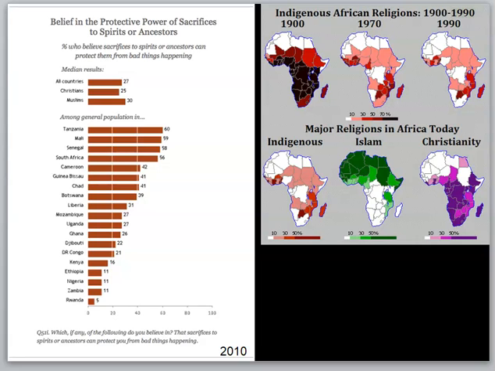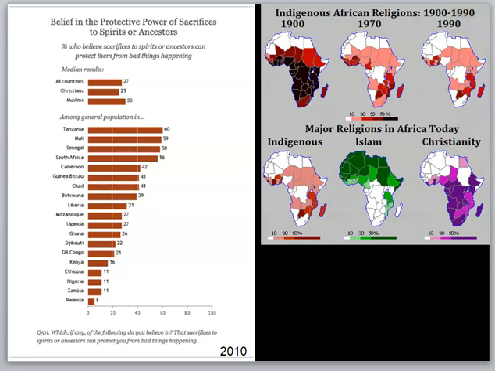The top row of maps shows us the changing degree to which animism was practiced in Africa once outside influence began to come in. I'm sorry I don't have a more recent map. This is the best I can do. So you're going to have to extrapolate a little bit.